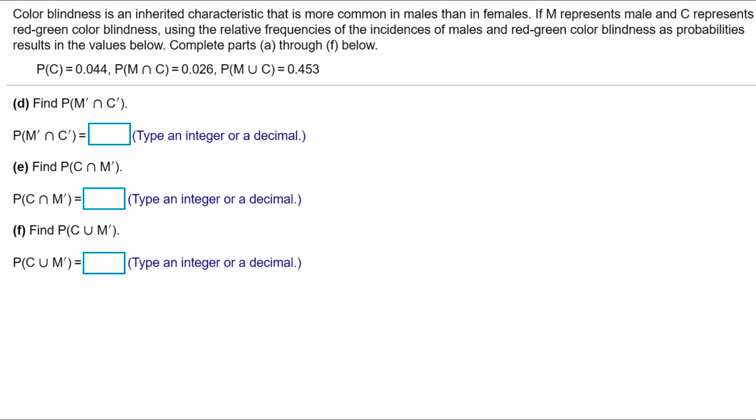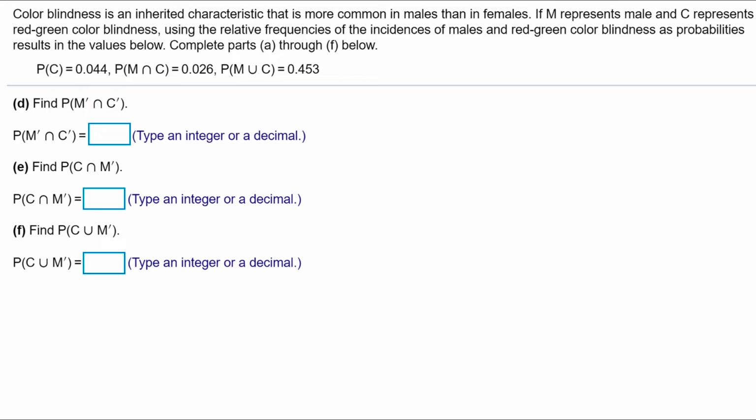Color blindness is an inherited characteristic that is more common in males than in females. If M represents male and C represents red-green color blindness, use the relative frequencies of the incidences of males and red-green color blindness as probabilities results in the values below. We want to complete parts A through F. We're gonna skip a couple of those. We're gonna do just D, E, and F.